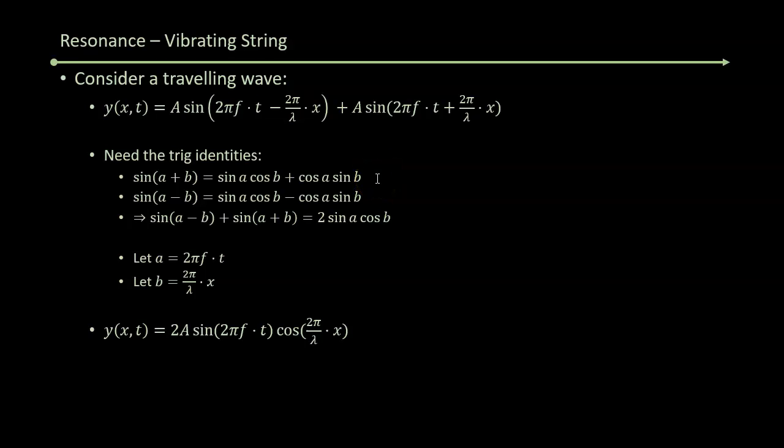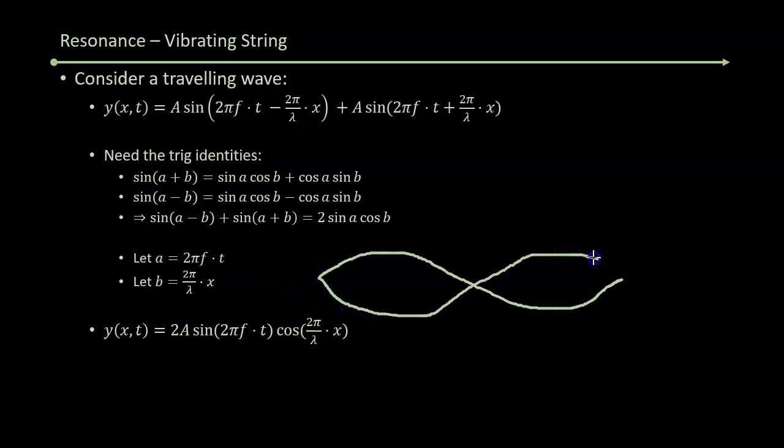That term goes away. So we're left with 2a sine of 2 pi ft cosine of 2 pi over lambda times x. Now the shape of it in space is defined by this cosine term, so it has to look like a cosine. And what's it doing in time?